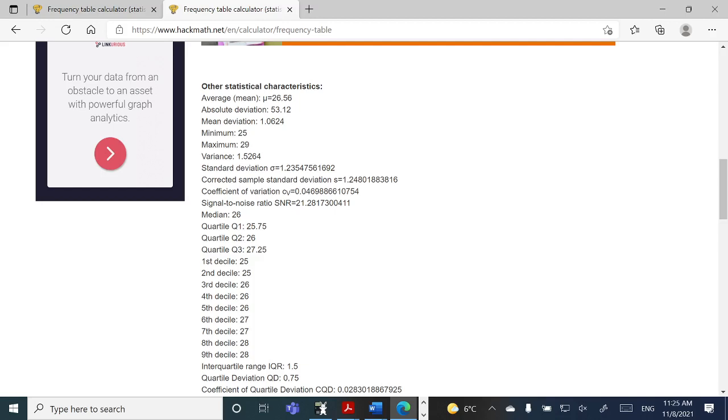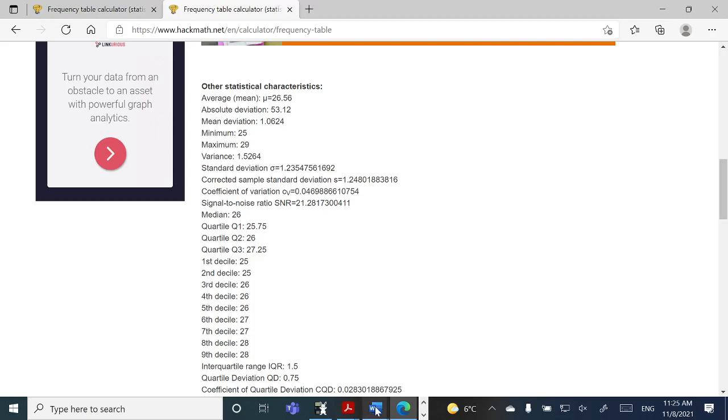Some statistics classes and stats teachers will use a Greek letter. That's the Greek letter mu. It's like a U that has a tail on the front of it. So if you ever see mu out in the field, that's the same thing as X with a line over it. It's the mean. And then keep looking down and you'll find the median.